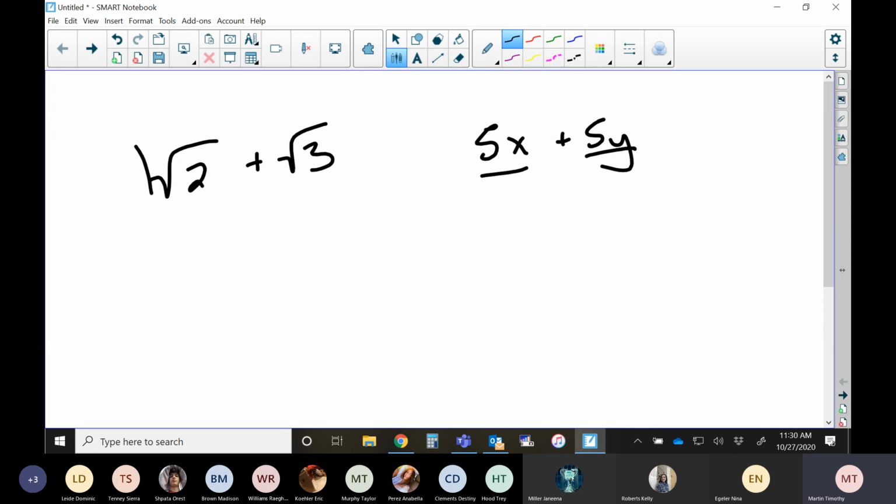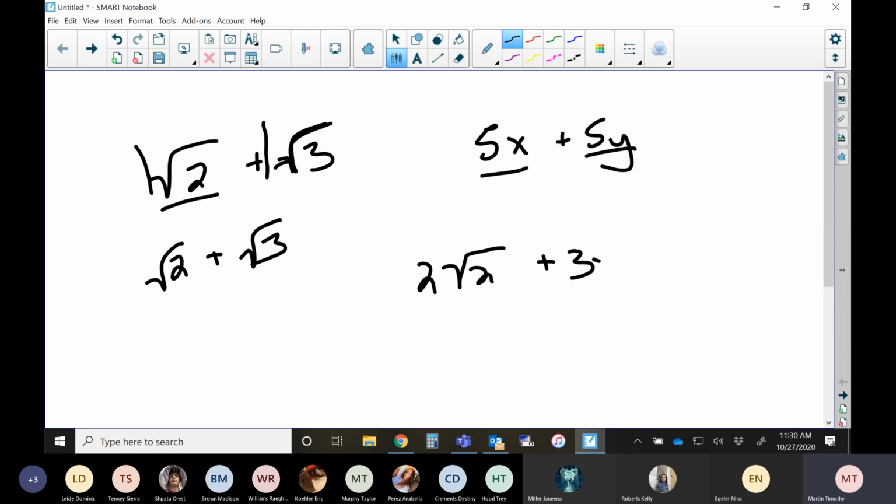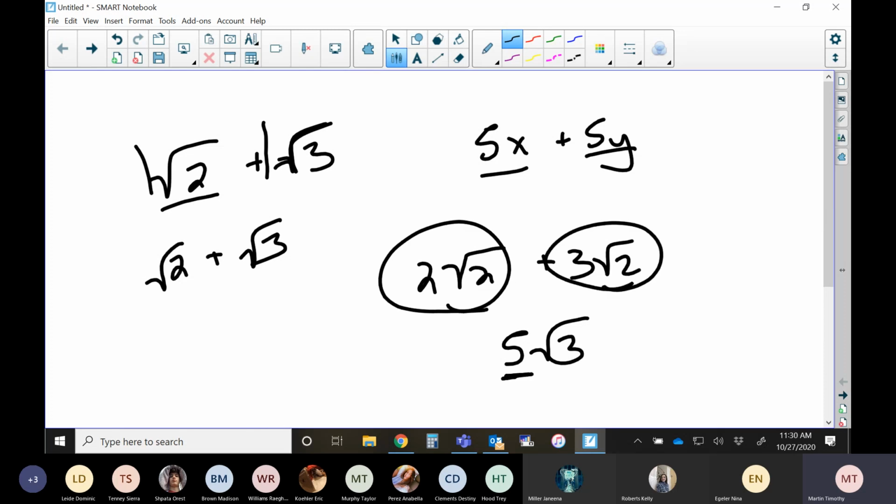So this is like me saying I have 1 square root of 2. I have 1 square root of 3. What do I have? You have 1 square root of 2 and you have 1 square root of 3. They can't combine. However, if I had, let's say, 2 square roots of 2 and I added 3 square roots of 2, now I can say I have 5 square roots of 2, because I have 2 of them here and I have 3 more of them. I have 5 total, because they're the same identical thing.